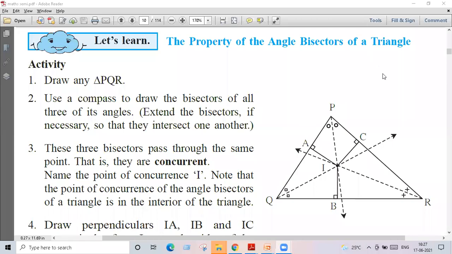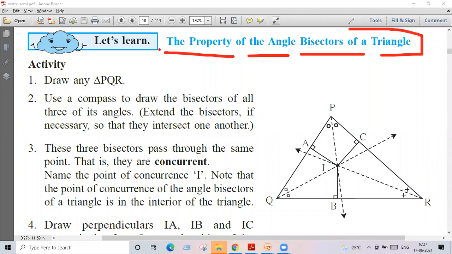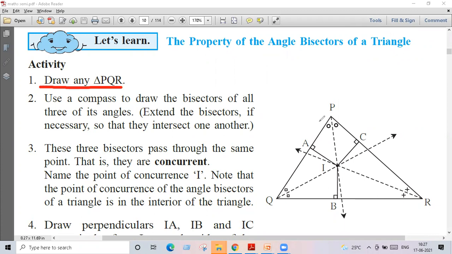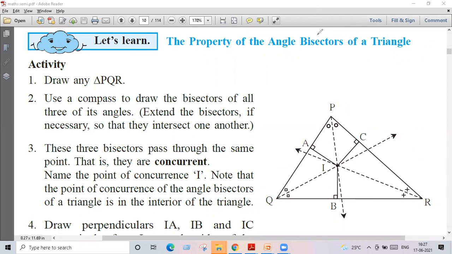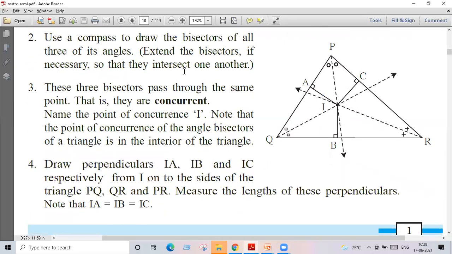Okay, let's learn about the property of the angle bisectors of a triangle. What is given? Actually, you have to do this activity. You have to draw a triangle and then draw the angle bisectors. You will get a point where the three bisectors pass through the same point.